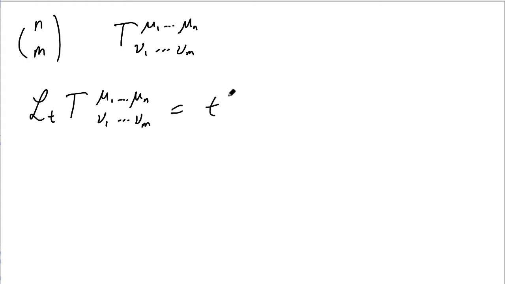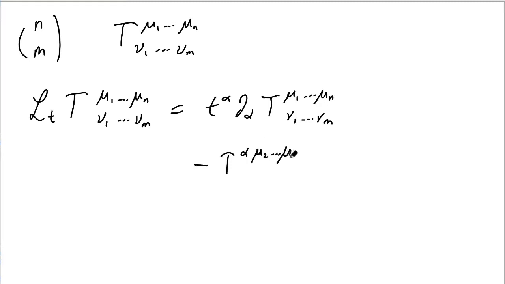That's equal to t^alpha partial_alpha of T^{mu_1 through mu_n}_{nu_1 through nu_m}. And now for each of the upper indices, we have a minus sign, then t, where for this index we replace it with alpha. Then we continue with the other indices, mu_2 through mu_n, and leave the lower indices alone. Then we have partial_alpha t^{mu_1}.